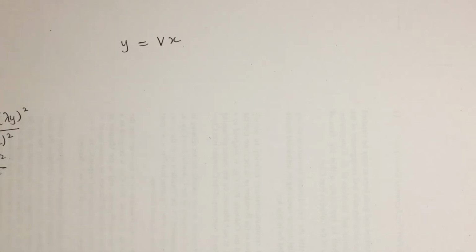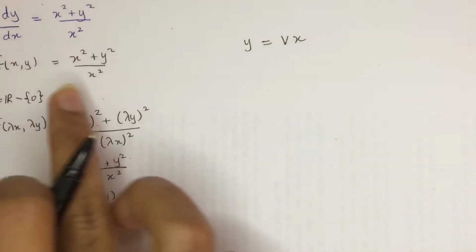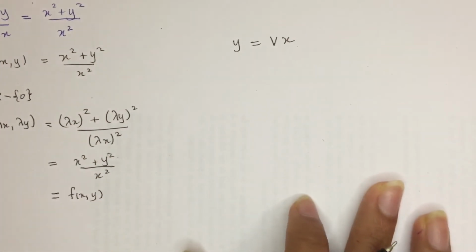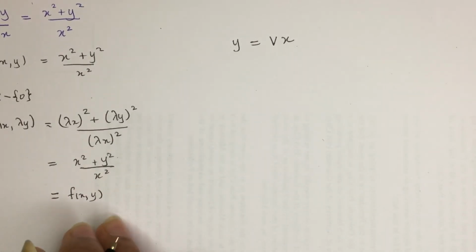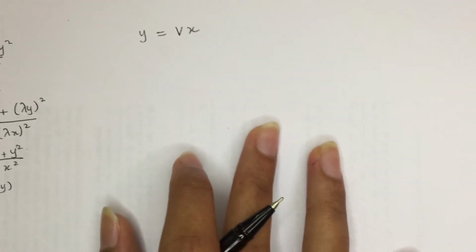But when you are asked to solve this kind of equation, you need to prove that it is a homogeneous equation using these steps. After that only we have found that this is a homogeneous equation. If you want, you can write it over here, it's a homogeneous equation, so that we can directly use the substitution y is equal to v into x.